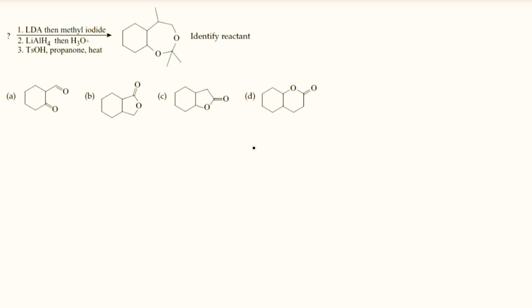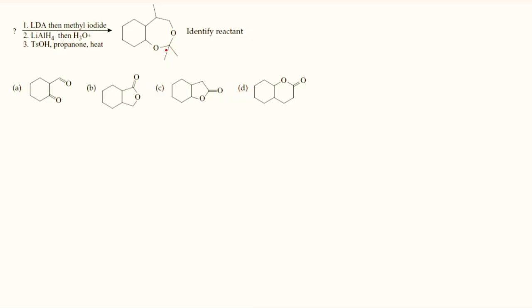So let's get started. For the given question, you have to find out what is the correct structure of the reactant from the given four options. You already know the structure of the product and also you know the reagents used in the sequence of reactions. Then how to find out what is the correct structure of the reactant? So this can be done using a technique called retrosynthesis.